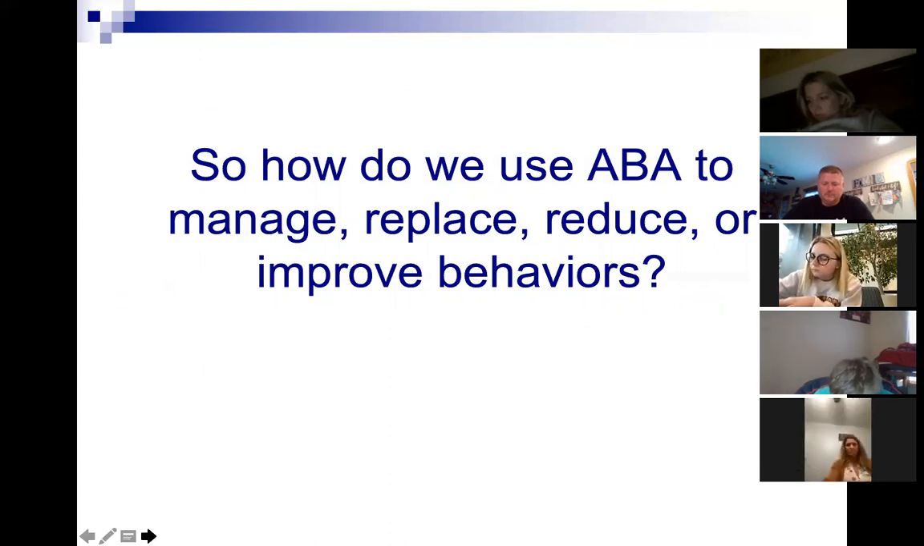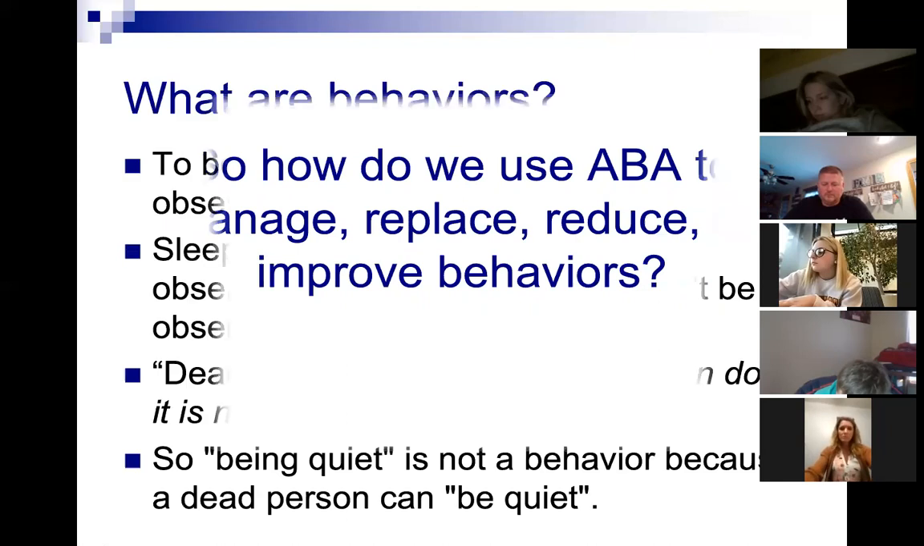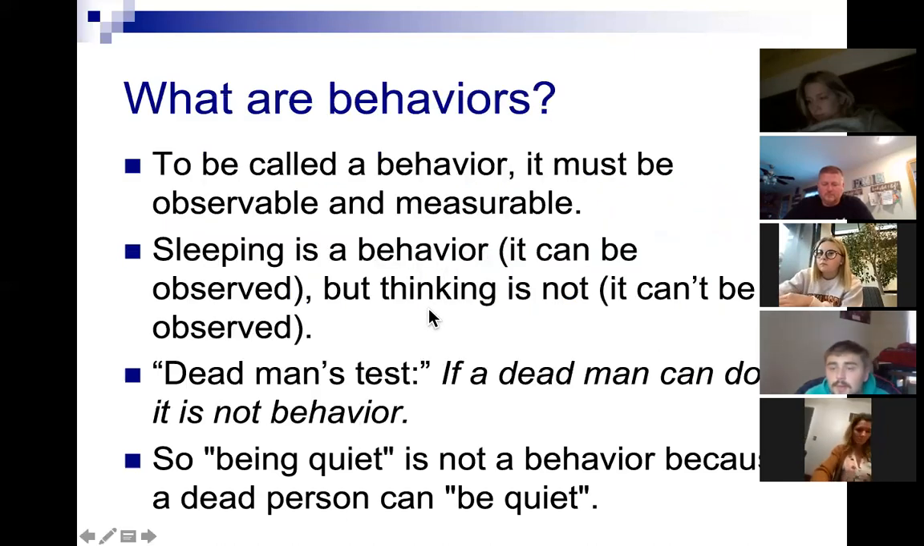So let's talk a little bit more. How would we as educators use ABA to manage, replace, reduce, or improve behaviors? So remember when we had to write measurable objectives? You may also hear them referred to as behavioral objectives. And here's some of the reasons why. If it is behavior, it needs to be both observable and measurable. Sleeping's a behavior, correct? It can be observed, but thinking's not. You can't observe it, so you can't measure it.